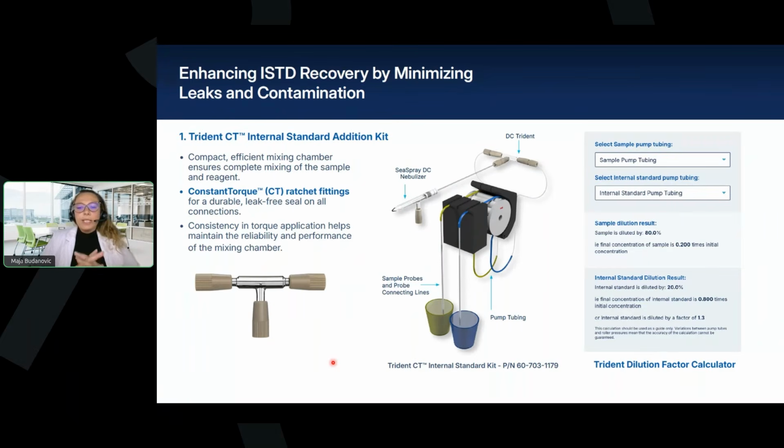The next challenge is ensuring that any additional components, such as your internal standard, are introduced consistently without adding any variability. Any small leaks, inconsistent connections, or contamination can affect the amount of the internal standard that reaches the plasma and may lead to inaccurate internal standard correction.